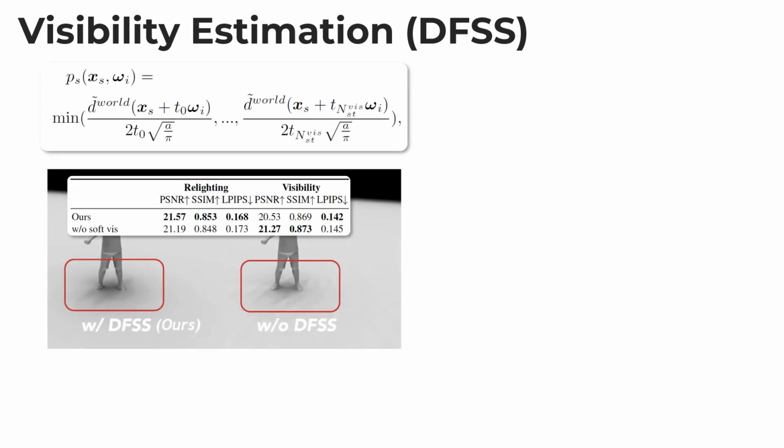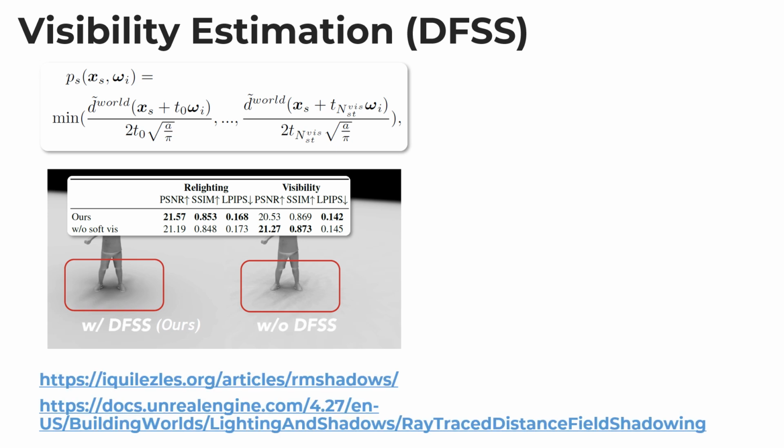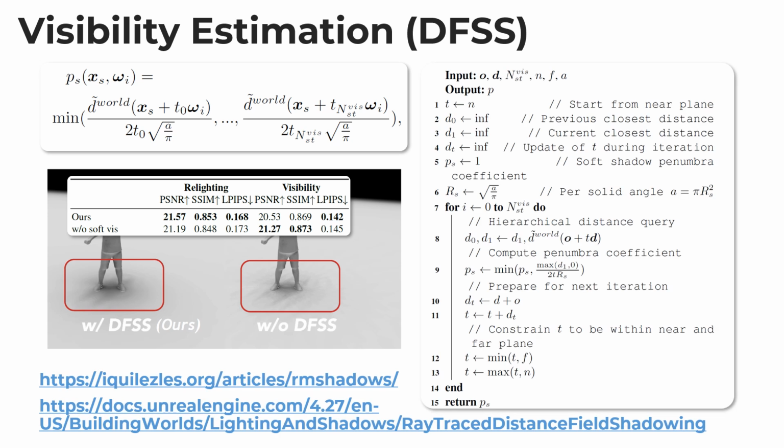Since we use a discrete light probe, the visibility term for every light direction needs to be integrated on the area of the pixel, which is time-consuming. Thanks to the global meaning of distance field, this occlusion and integration process can be approximated using distance field soft shadow, DFSS, producing soft visibility with a single light sample.